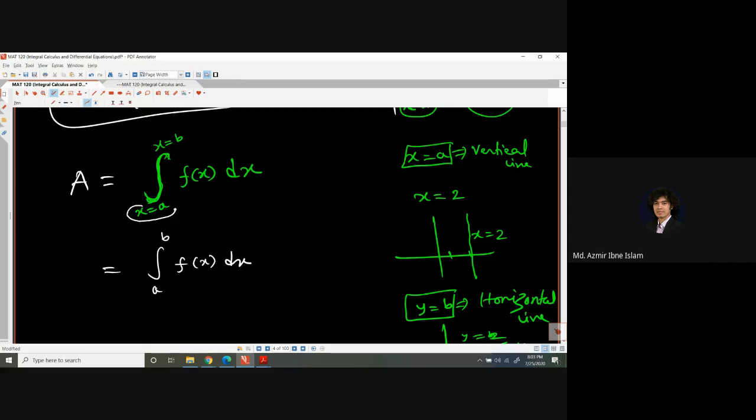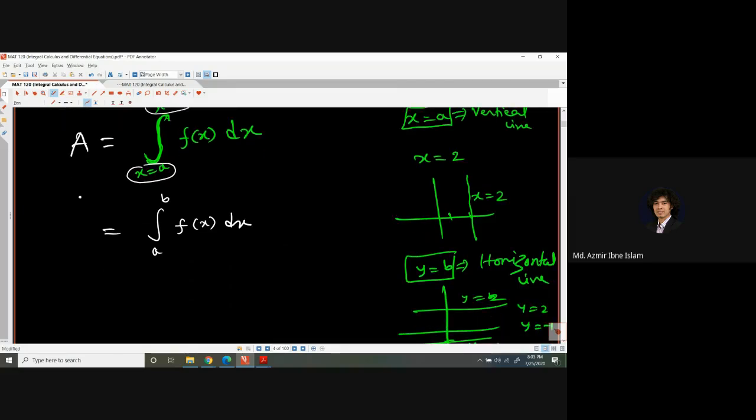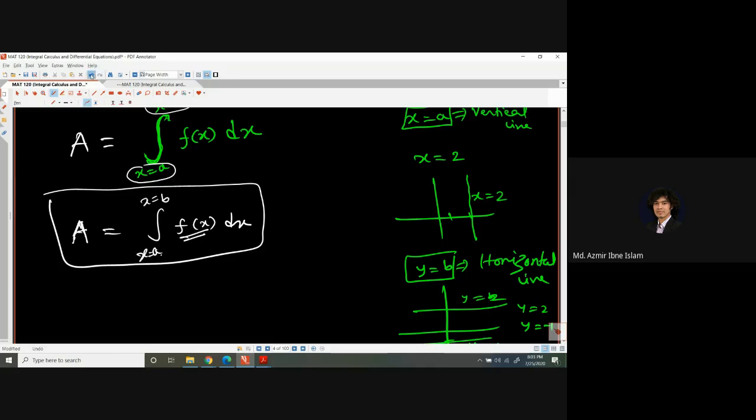Here I have mentioned x equal to a and x equal to b clearly, but we can also write it this way. If we integrate the function f of x from x equal to a to x equal to b with respect to x, then we will get a number that defines the area under that curve from x equal to a to x equal to b. So this is the theoretical part, how integral calculus evolved.